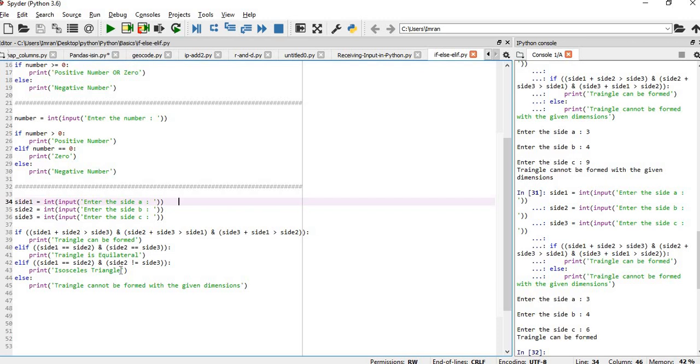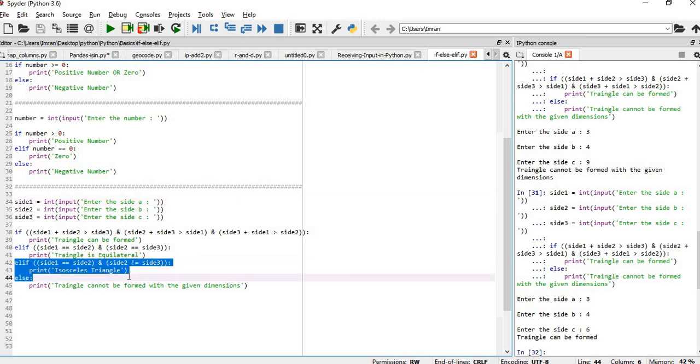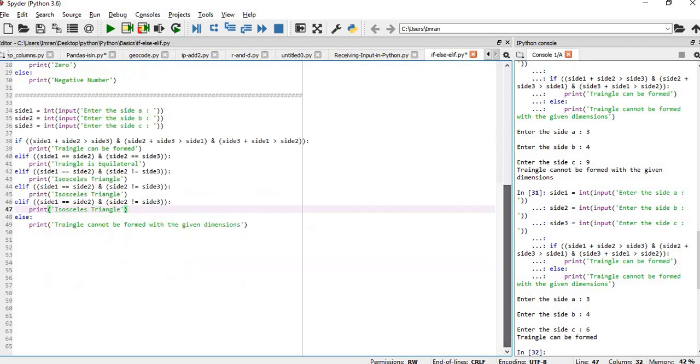Again, it can be right in this case. This is only the case of an isosceles triangle where only my first side A and side B are equal. It can happen that side B and side C are equal, or side C and side A are equal. So we have to repeat this two times. So what will we do?